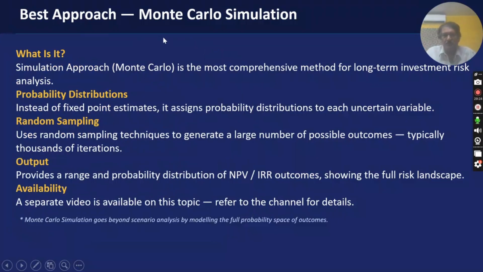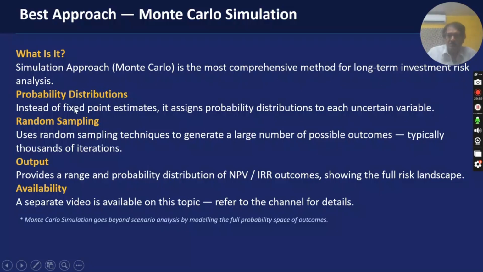Now, the best approach. The best approach is Monte Carlo simulation, because in this method the probability is considered. Till now, in the methods we have discussed, we have not considered the probability. That means we have taken the values as deterministic, but in the real world it is not like that. That's why the simulation technique is more scientific. Simulation is the most comprehensive method for long-term investment risk analysis.